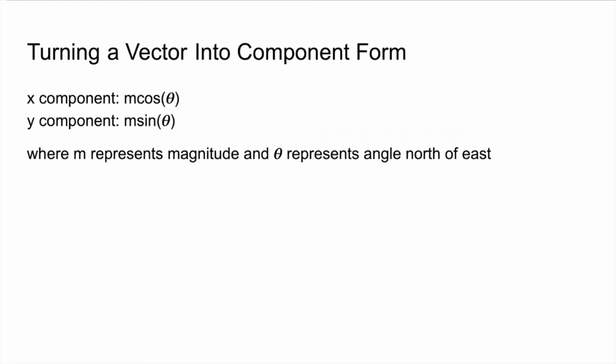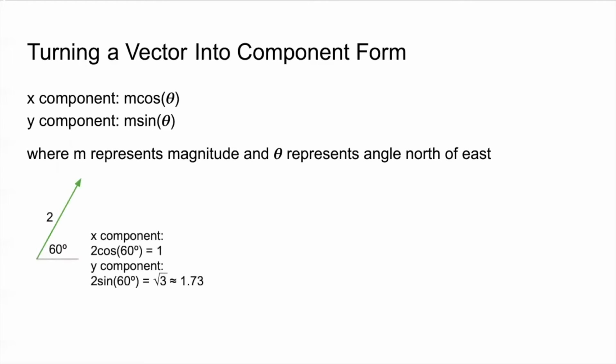You can turn a vector into component form. The x component is m times cosine of the angle north of east, and the y component is the magnitude times sine of the angle north of east. So let's turn the green vector that we just saw into component form. Its x component is 2, which is the magnitude, times cosine of 60 degrees, which is 1. And the y component is 2 times sine 60 degrees, which is root 3 or approximately 1.73.